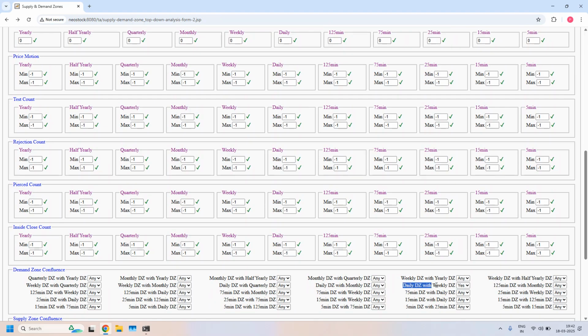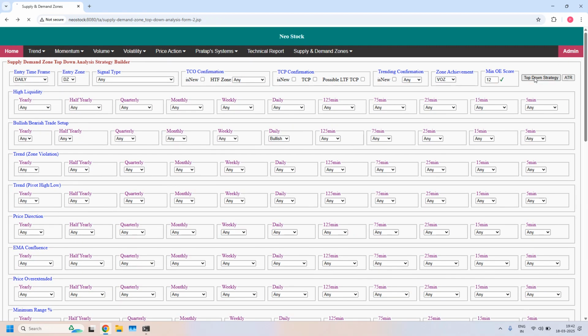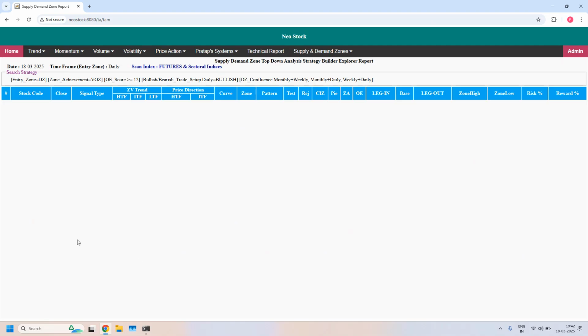First filter, daily with weekly demand zone confluence, is already enabled. Next, daily demand zone with monthly demand zone confluence. Weekly demand zone with monthly demand zone confluence. With all the 3 filters, we did not get any stocks. So this is a bullish trade setup for monthly income trade.